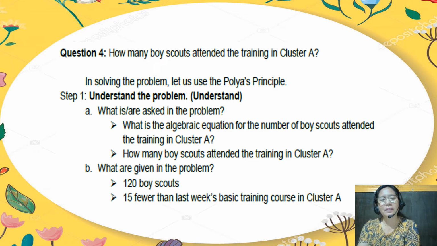What is asked in the problem? The first one: what is the algebraic equation for the number of Boy Scouts who attended the training in Cluster A? Another one: how many Boy Scouts attended the training in Cluster A? Given in the problem: 120 Boy Scouts. Another one: 15 fewer than last week's basic training course in Cluster A.